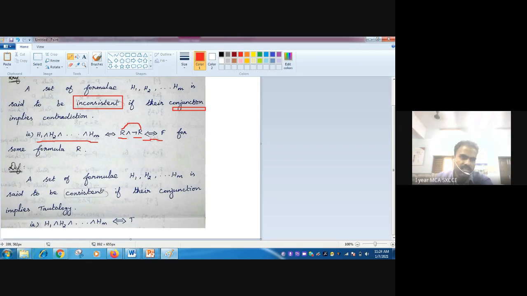Next, the definition for consistent. We saw inconsistent. A set of formulae h1, h2, h3, etc, hm is said to be consistent if their conjunction implies tautology. Here the conjunction implies contradiction, that is false, but for consistency the conjunction implies tautology. Okay, if it is a tautology then it is consistent.